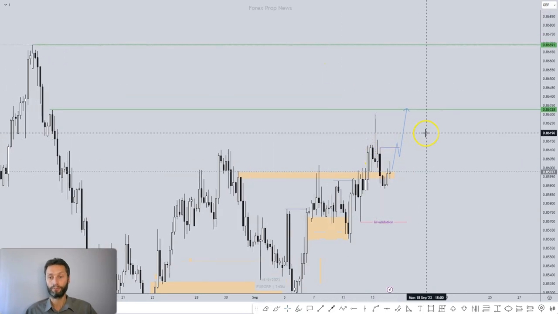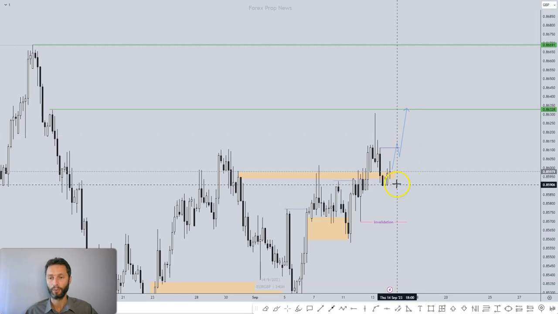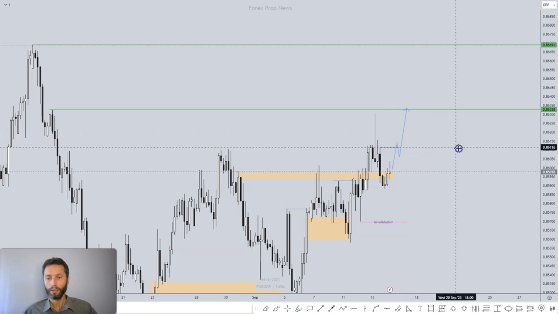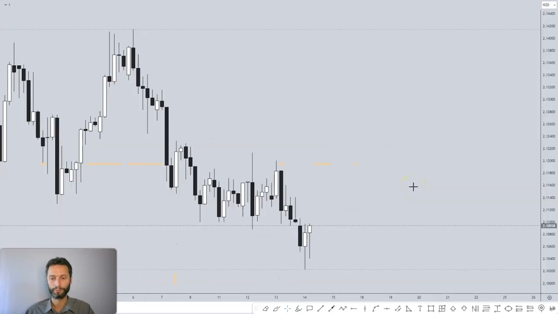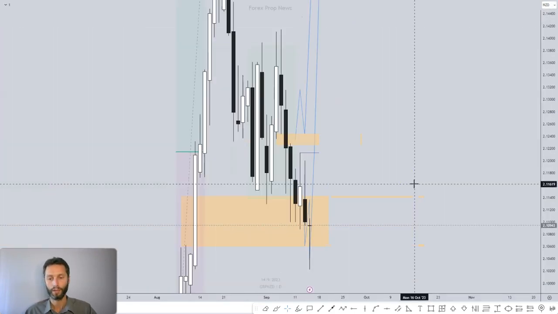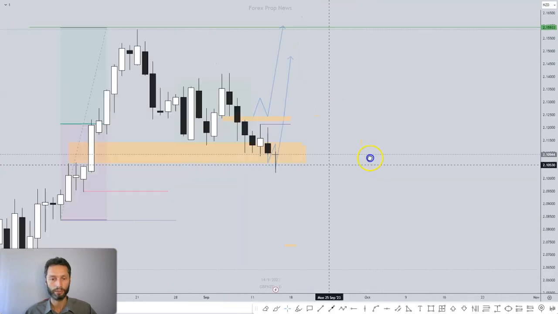And we are on Thursday. We still got tomorrow, Friday, as well. Let's see how we go. And that is the idea for scenario for euro pound. Let's carry on. Pound New Zealand. Pound New Zealand's looking interesting.